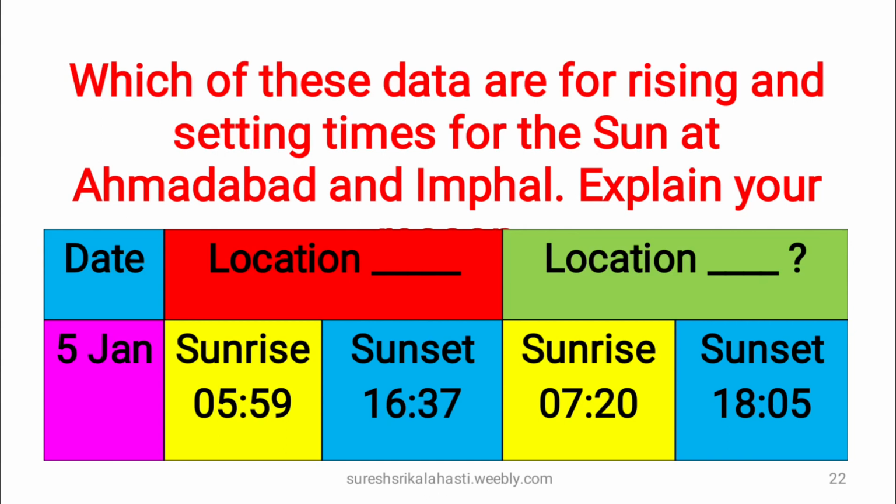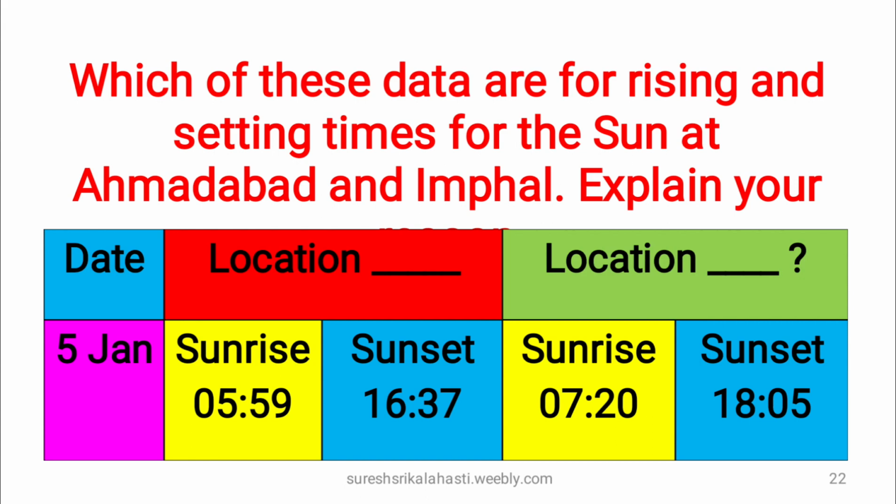So on 5th January, this is location 1, location 2. See, two locations are given here. Which of these data are for rising and setting times for the sun at Ahmedabad and Imphal? Explain your opinion. Sun rises first in the east side, so that is maybe Imphal. Sun rises later in Ahmedabad. It is located in Gujarat. That's why the first location is Imphal, the second location is Ahmedabad.